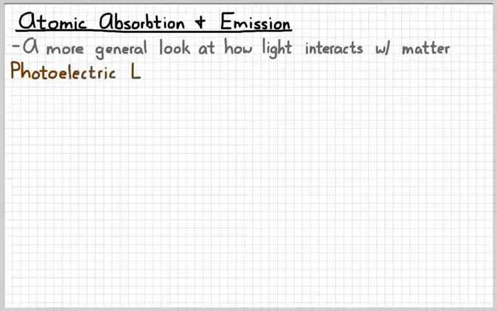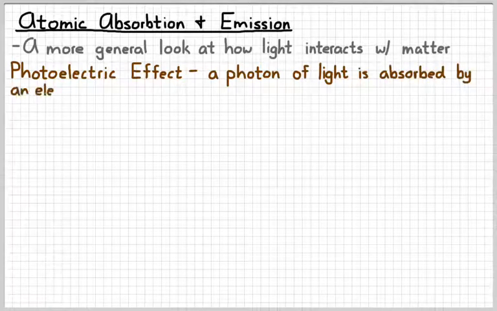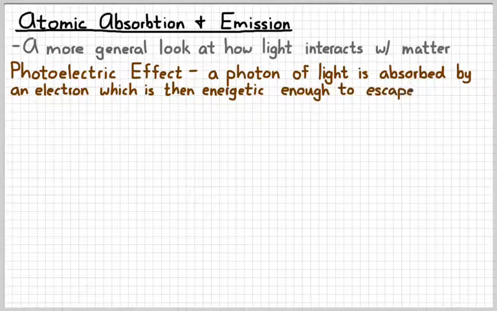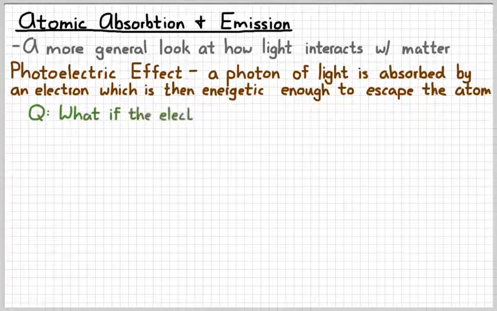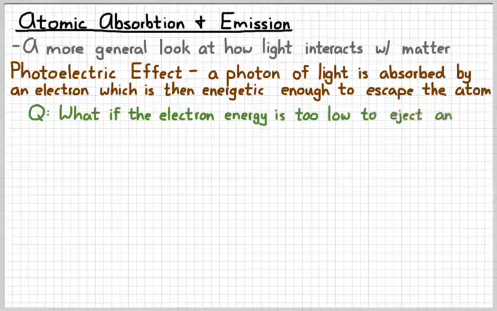So recall what we've learned so far about the photoelectric effect, that a photon of light, when it's incident on a particular atom, will be absorbed by an electron within the atom, which will cause the electron to be ejected from it because it's got enough energy to escape the pull of the nucleus. So the question here today is, more generally, what happens even if the electron energy is too low to cause the electron to be ejected? That's sort of our question mark for today.